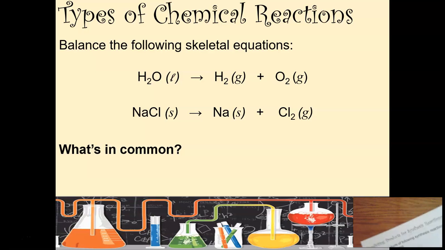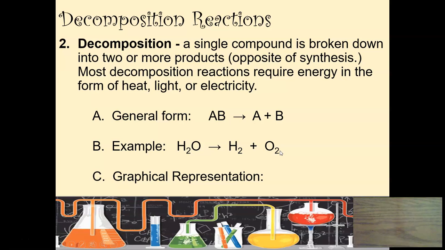Okay, so some more skeleton equations. Balance these and then think about what they have in common. Go ahead and pause me for a sec. Okay, what these have in common is one single reactant and two or more products. These have been broken down into their pieces. That's a decomposition reaction. A single compound is broken down into two or more products. It's kind of the opposite of synthesis.